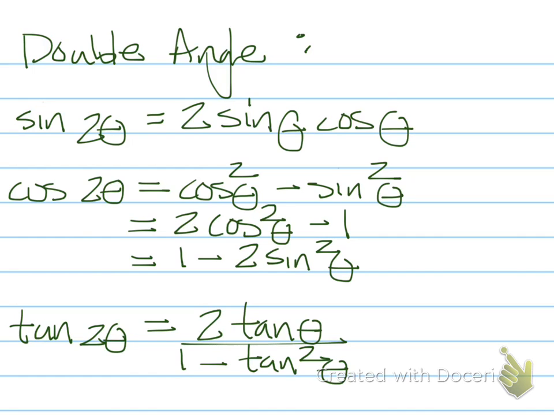Cosine of 2 times an angle is equal to cosine squared minus sine squared. It's also equal to 2 times cosine squared minus 1. Also equal to 1 minus 2 times sine squared. And the tangent of 2 times an angle equals 2 times tangent of that angle divided by 1 minus tangent squared of that angle.